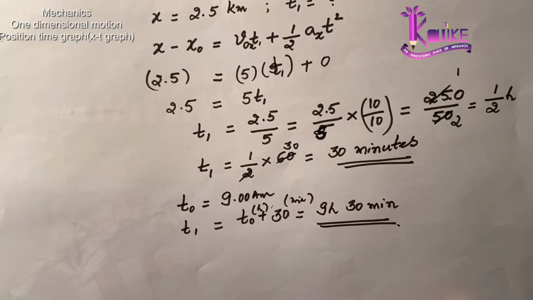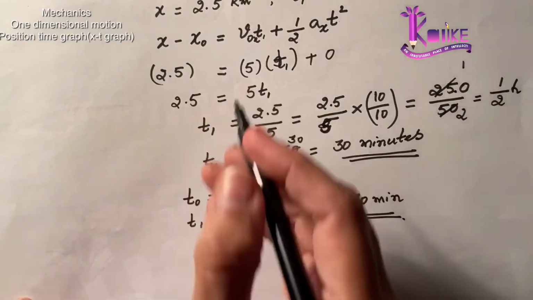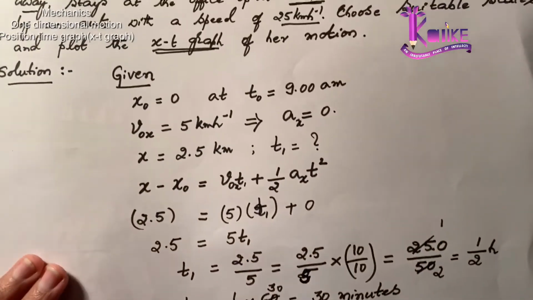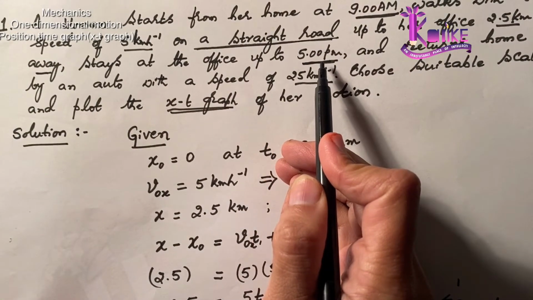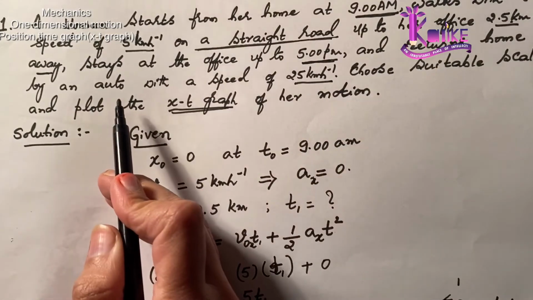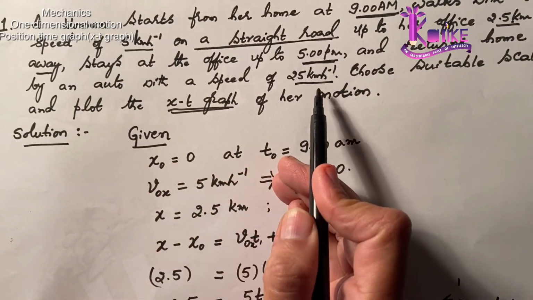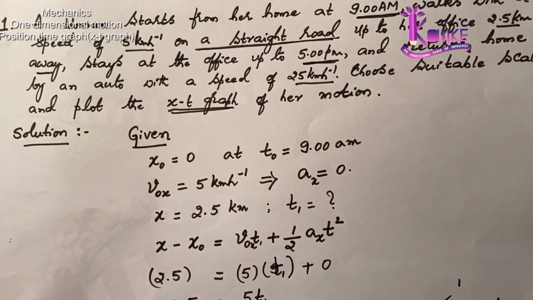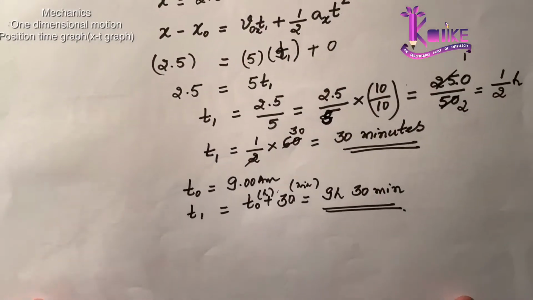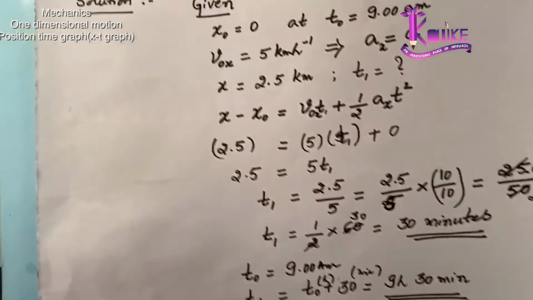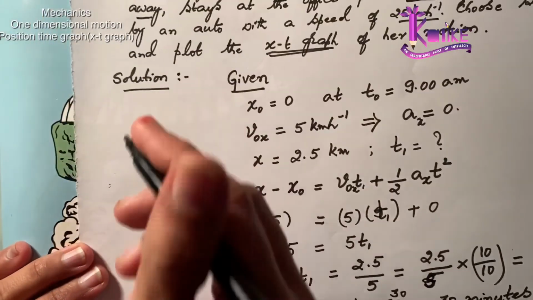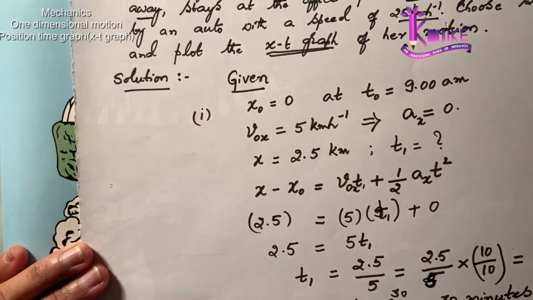Now, what does the second part of the numerical say? The second part of the numerical says she is in the office till 5 p.m. and she returns back home with an auto with a speed of 25 kilometers per hour. So, what are the other situations that we have in this numerical? Now, let me call this the first case. So, we will take up the second case.